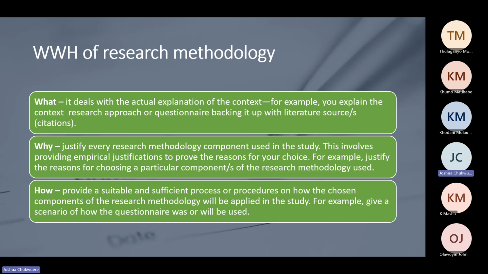So this involves providing empirical justification to prove the reason for your choice, among others. When you say you're going to use quantitative research, remember there is mixed, there is qualitative, but you have chosen to use a quantitative research method. Why do you choose that? So justify it by providing empirical proof to show that I am going to use this method for this reason.